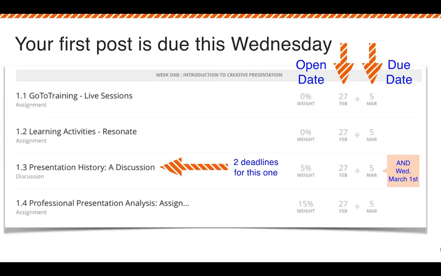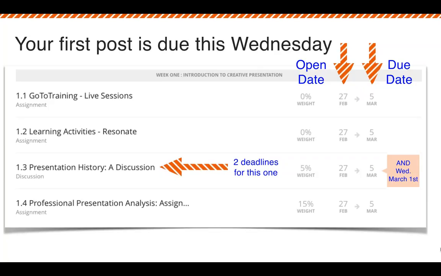So first here you can see there's some arrows and things that I wanted you to be aware of. These are the dates for March here. But for the 1.3 presentation history discussion, there are 2 deadlines. You must make an initial posting before midnight on Wednesday, March 1st. Okay, and this is going to continue month to month with that first Wednesday deadline. So the activity actually opens up on February 27th and shows that it closes on March 5th. The March 5th closing date is when you need to have your replies to other students posted. That's when it will close down.